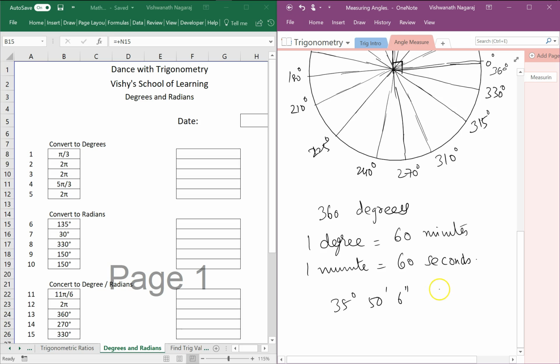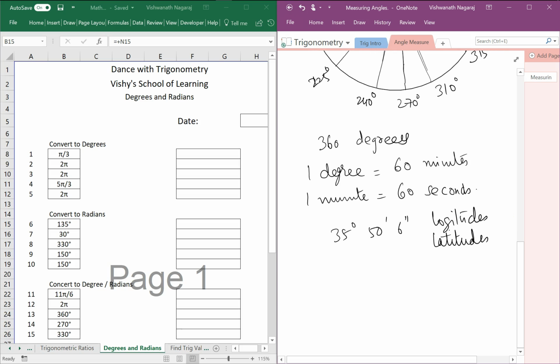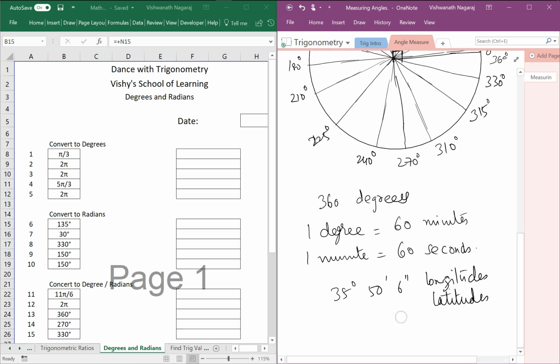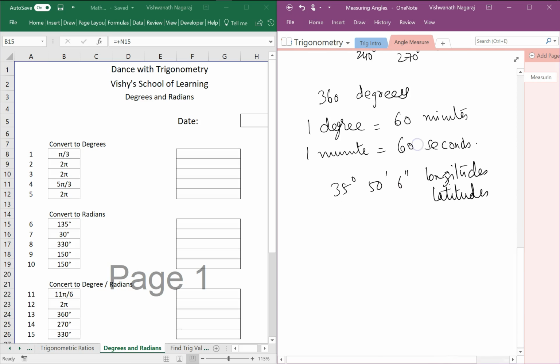If you are familiar with the terms from geography, longitudes and latitudes are represented just like this. Longitudes and latitudes are written in this form. Okay, so this is one way in which angles are measured.